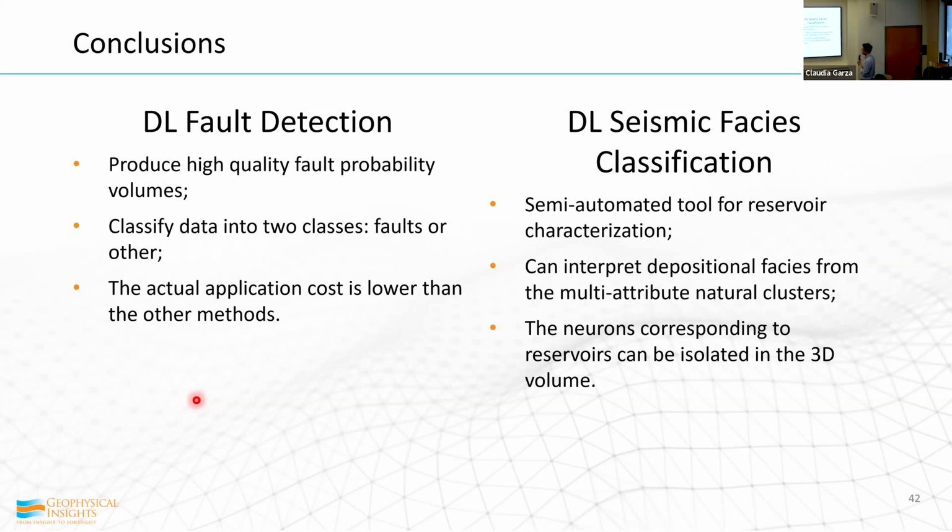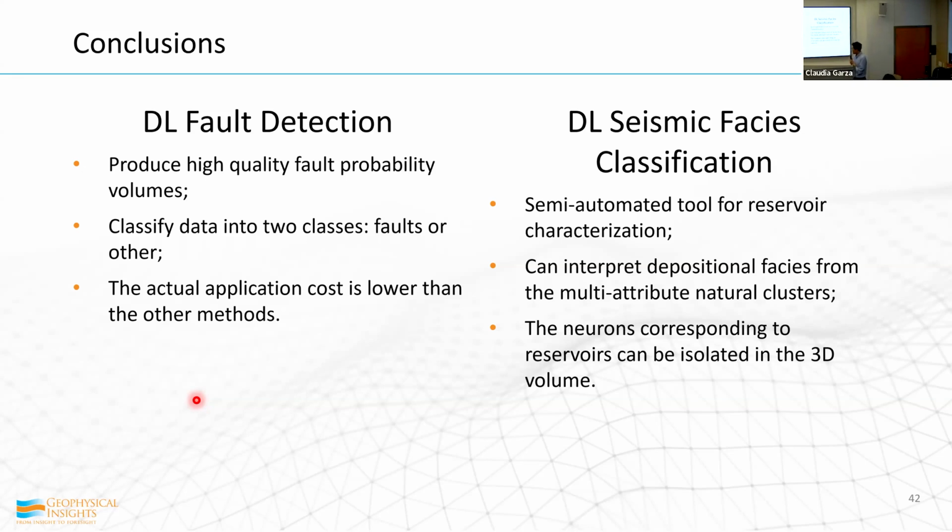And usually when we think about an AI tool, we may need to spend more on training an AI, but actually the application cost is very low right now. That's based on the optimization of the software. And the neurons corresponding to the reservoir can be isolated in the 3D volumes. So this is just our deep learning-based fault detection and seismic facies classification.